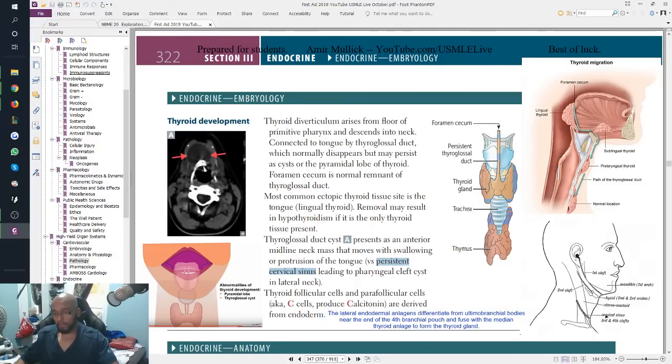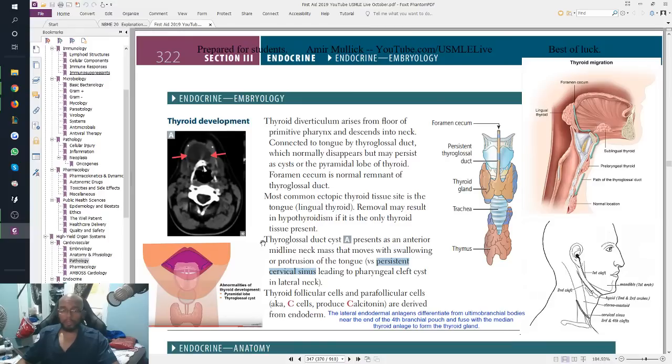Right? And that's what you have here, the cervical sinus right here. It would be a pretty big protrusion on the side of the neck, and it's not going to move with swallowing. That's your pharyngeal cleft cyst in the lateral neck, and you're done. Right, pharyngeal cleft cyst in the lateral neck.